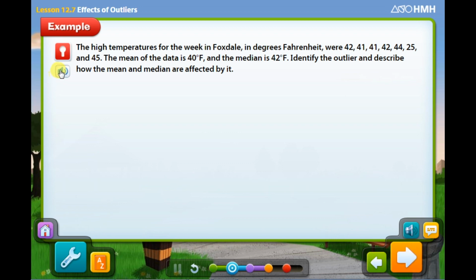Let's read together. The high temperatures for the week in Foxdale in degrees Fahrenheit were 42, 41, 41, 42, 44, 25, and 45. The mean of the data is 40 degrees Fahrenheit, and the median is 42 degrees Fahrenheit. Identify the outlier and describe how the mean and median are affected by it. Let's unlock the problem.